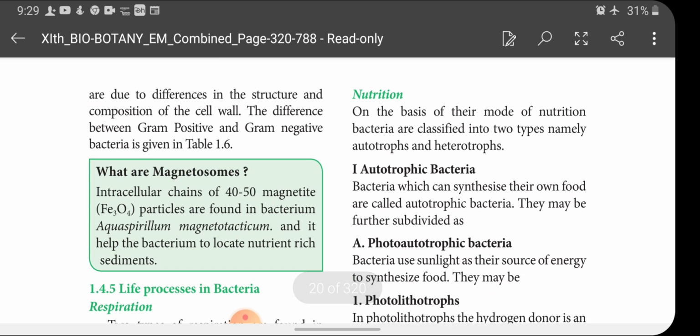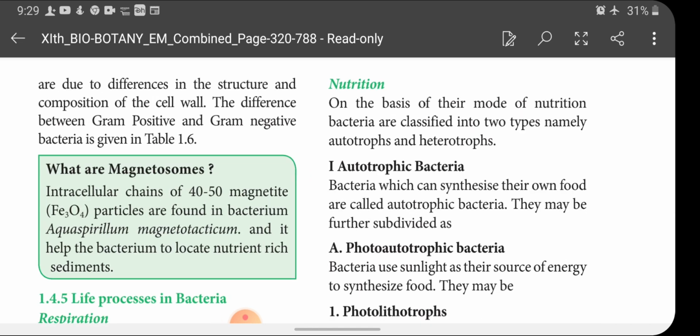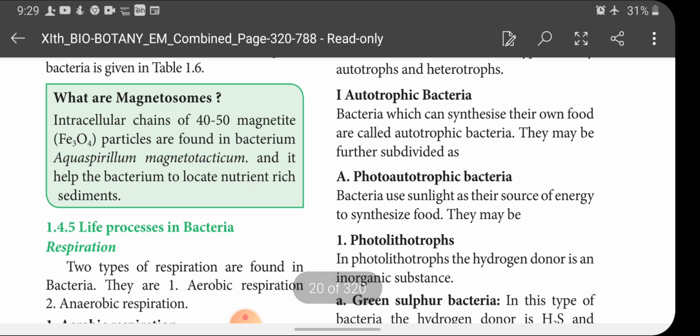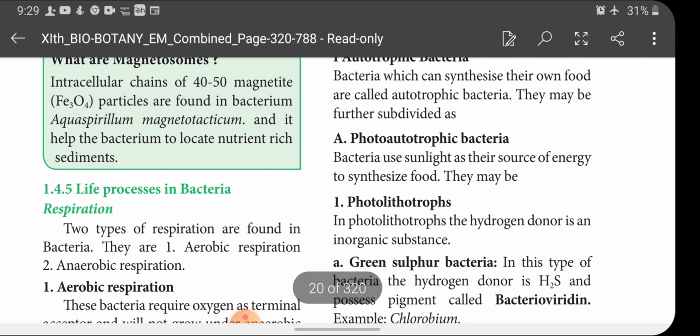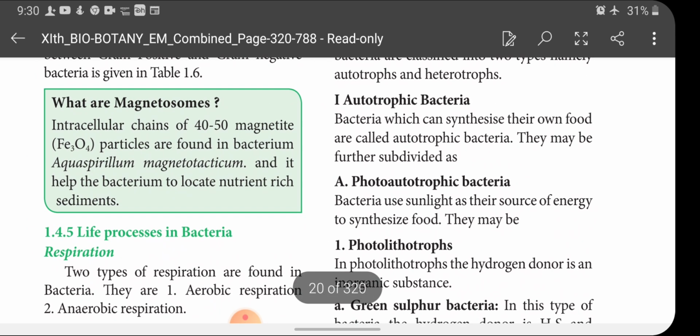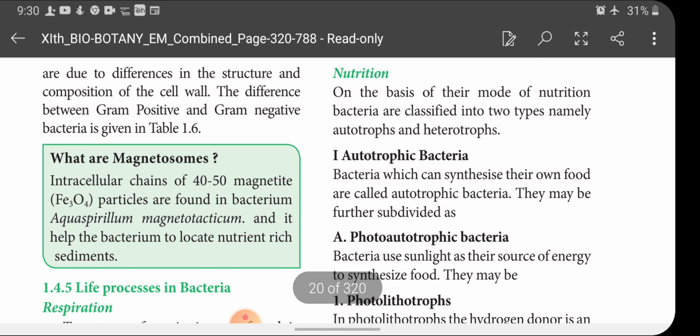Next one is nutrition. On the basis of their mode of nutrition, bacteria are classified into two types, namely autotrophs and heterotrophs. Autotrophic bacteria, bacteria which can synthesize their own food, are called autotrophic bacteria. They may be further subdivided as photoautotrophic bacteria and chemoautotrophic bacteria. Two types of autotrophic bacteria are there. You know very well, either plants or bacteria, if they make their own food, they are called autotrophic, isn't it?